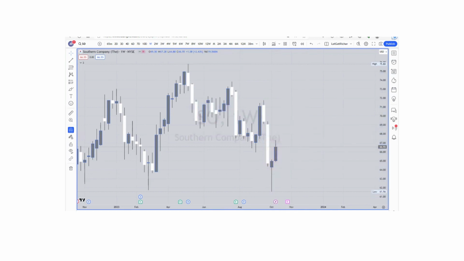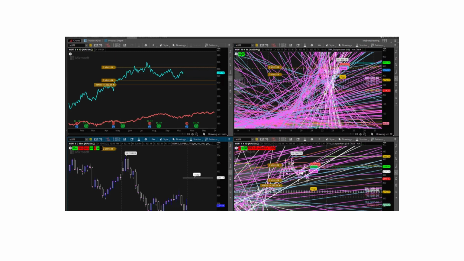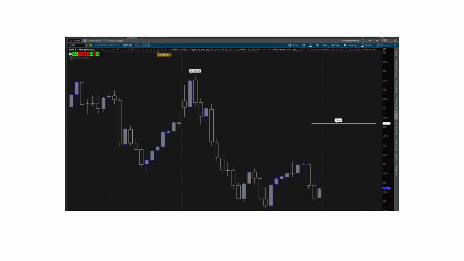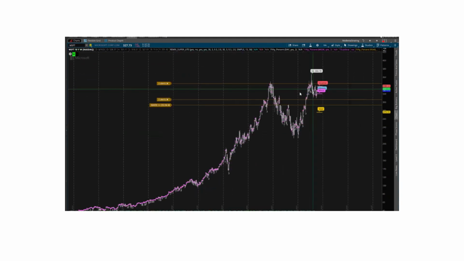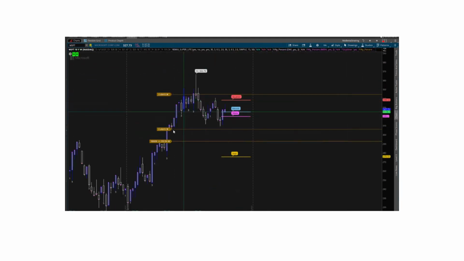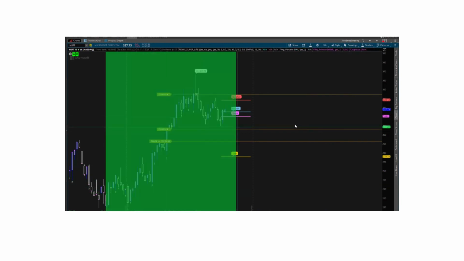All right, so that's TradingView. Let's take it to Thinkorswim. Where we at? All right, here we go. This is Microsoft. All right, let's see what we look like. So this is Microsoft. Take it to the week real quick. I want to show you guys the 50% areas that I talked about.